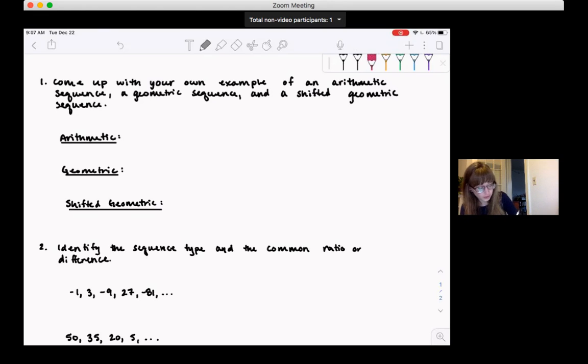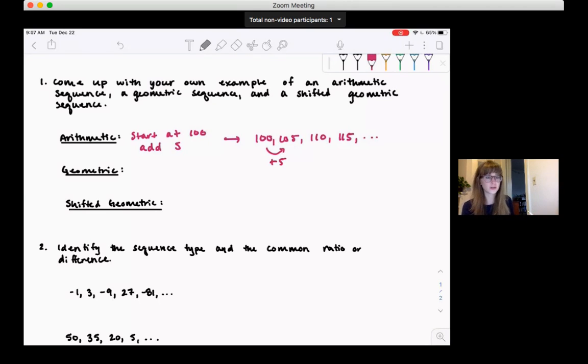So for arithmetic, let's say we're going to start at 100, and we're going to add 5 every time. So I just made those numbers up. Then the sequence would be 100, 105, 110, 115, and so on. So I chose my start value, I chose the number I add, and then I just added 5 to my start value a bunch of times to get some terms in the sequence.